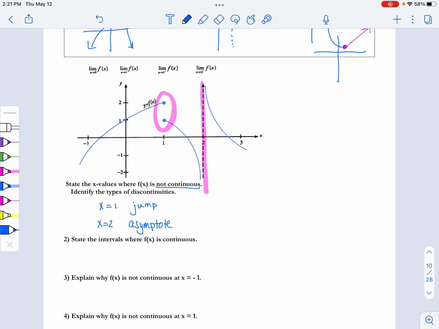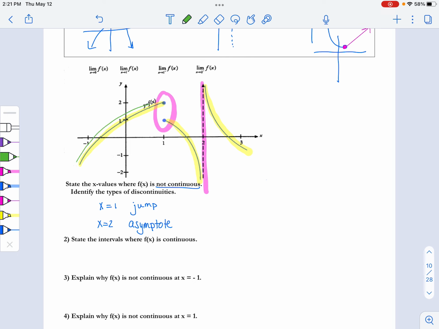So where is it continuous? Well, it's continuous all on this. We don't have any holes, jumps, or asymptotes up until 1. And then we start being continuous again from 1. We're looking at the x values now from 1 until 2. And then we jump over here on the other side of the asymptote, and it looks like we are continuous past 3.